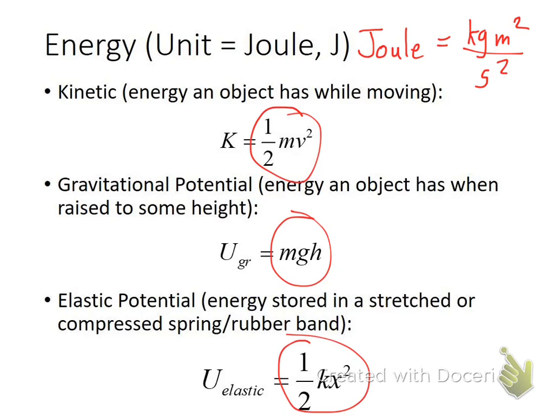In each and every one of these equations, you'll always get back to kilogram meter squared per second squared, which is a joule. So each and every one of these has units of joules. That's the only reason you can add them together to find an object's total energy.